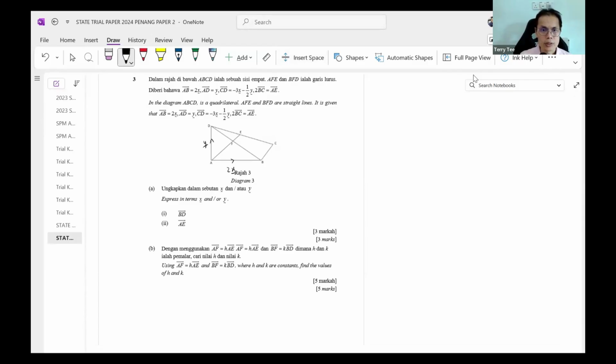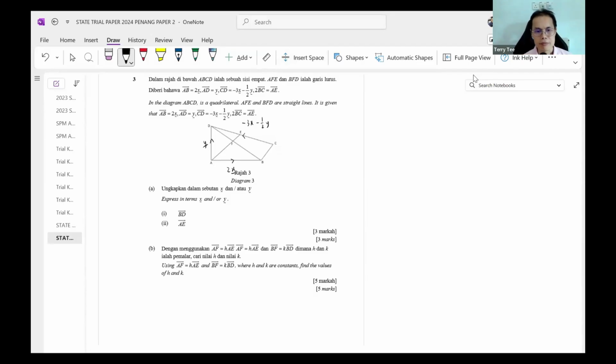CD is negative 3x minus half y. So it's the whole thing, CD is the whole thing. So it's negative 3x minus half y. And 2BC equals AE. That means BC is shorter, BC is half AE.